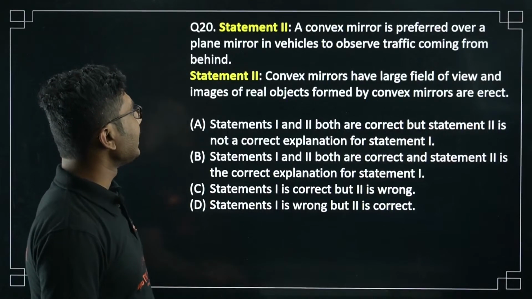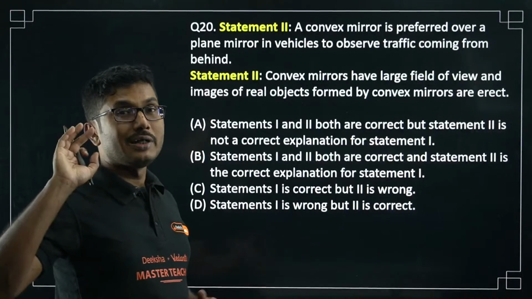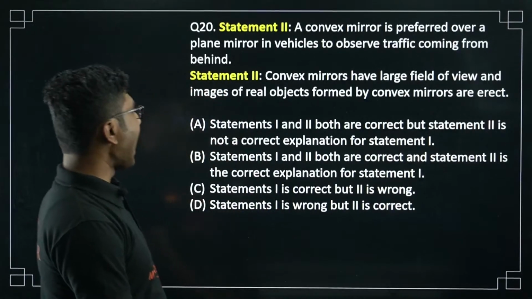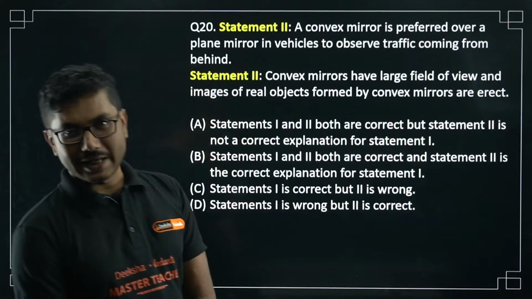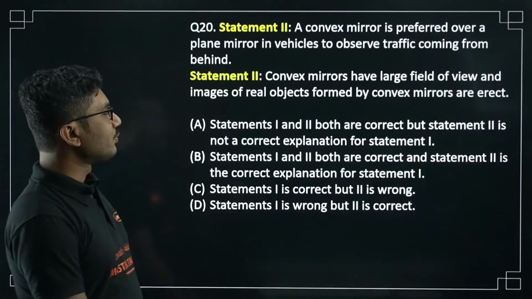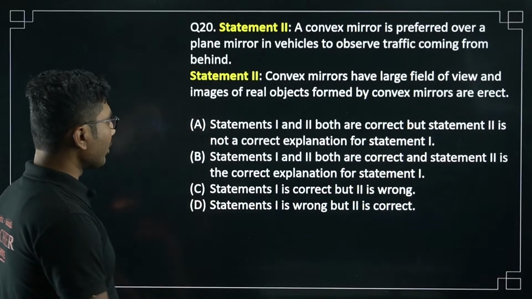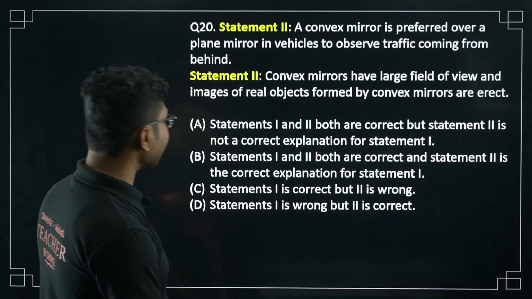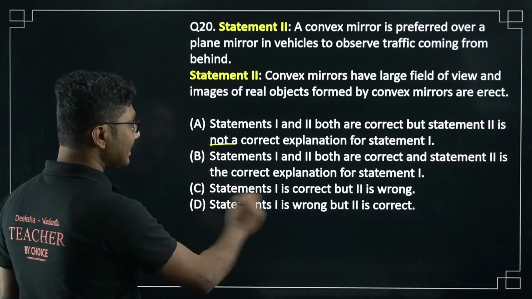So as you have seen, convex mirrors are preferred as rear view mirrors. Convex mirrors have a large field of view, and images of real objects formed by convex mirrors are erect. Now, statement 1 and 2 both are correct, and statement 2 is not a correct explanation. Statement 1 and 2 are correct, and statement 2 is the correct explanation. So be careful. The first one is not correct, the second one is correct, okay.